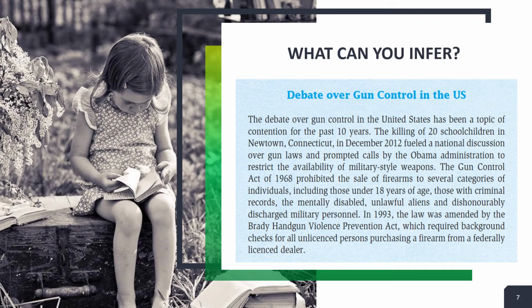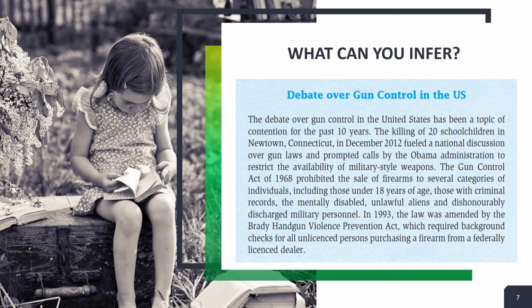The Gun Control Act of 1968 prohibited the sale of firearms to several categories of individuals, including those under 18 years of age, those with criminal records, the mentally disabled, unlawful aliens, and dishonorably discharged military personnel. In 1993, the law was amended by the Brady Handgun Violence Prevention Act, which required background checks for all unlicensed persons purchasing a firearm from a federally licensed dealer.